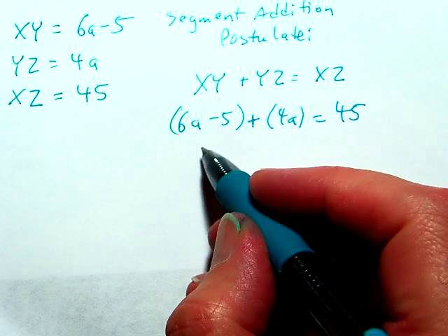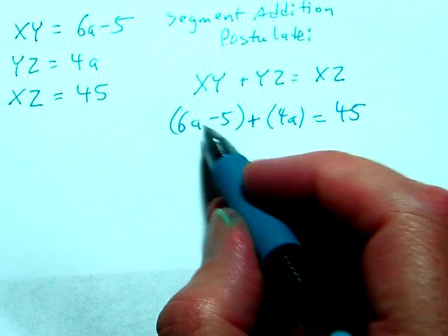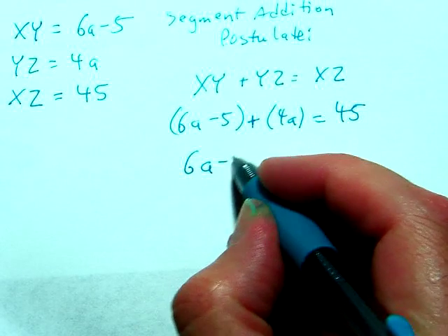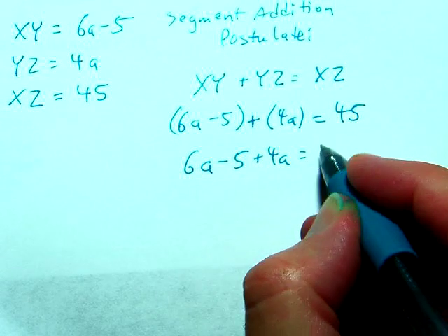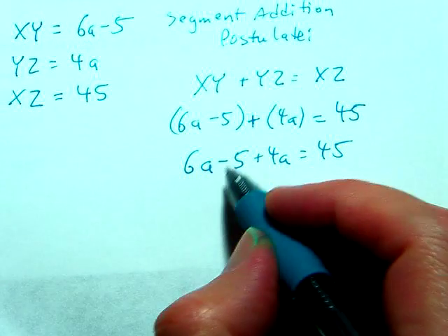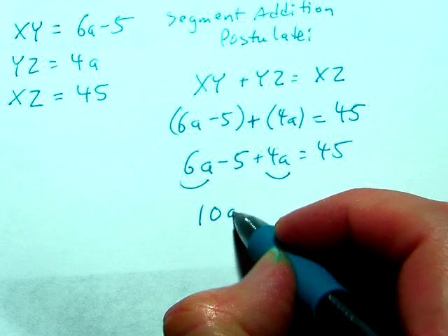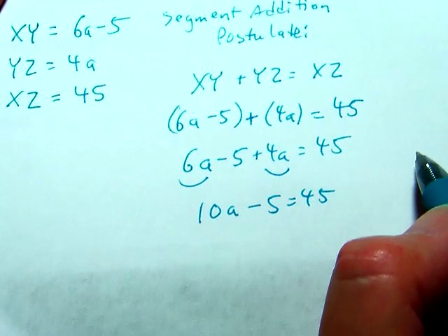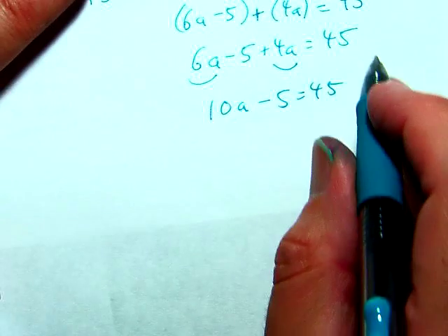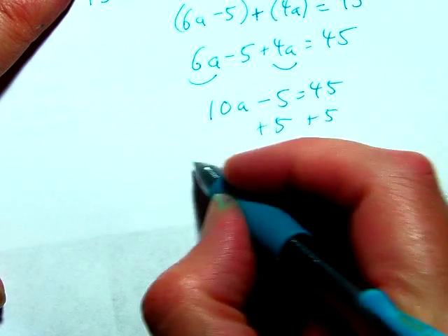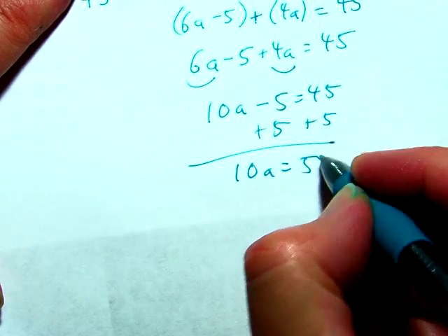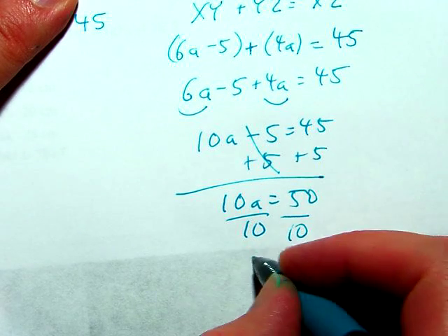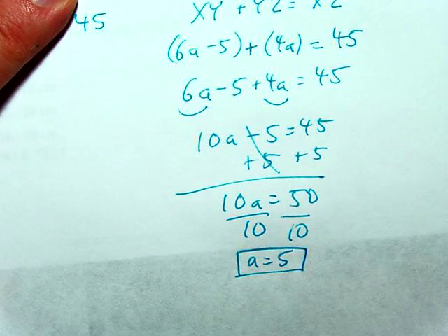So solving for a, we can remove the parentheses since there's just an implied 1 in front of each of these. We've got 6a minus 5 plus 4a is equal to 45. We can combine like terms: 10a minus 5 is equal to 45. And adding 5 to both sides, we get 10a equals 50. This cancels out, and dividing by 10, we get a equals 5. So a is equal to 5.